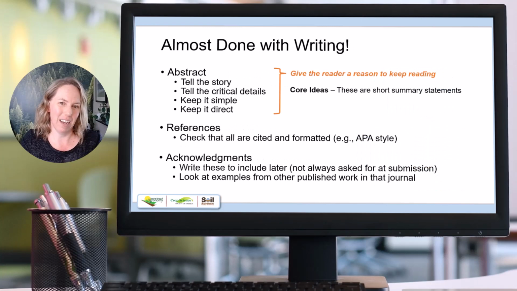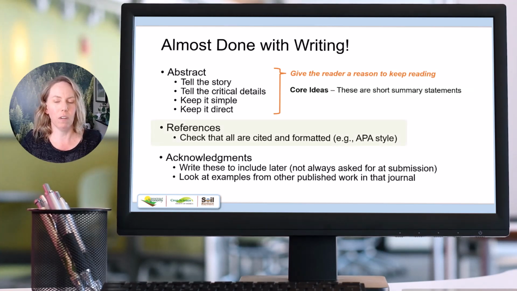Finally, it's time to write that abstract. The abstract is not supposed to be a collection of sentences pulled from somewhere else in the paper. Instead, use it as a chance to give a high-level summary of your findings. Tell your story, give the details, but keep it simple and keep it direct. If the journal asks for core ideas, these are short active statements like, Factor X doubled the yield of B.